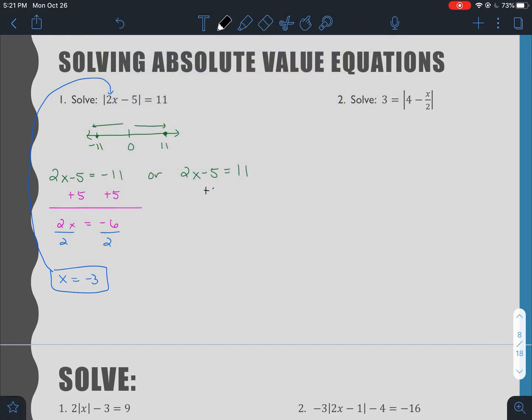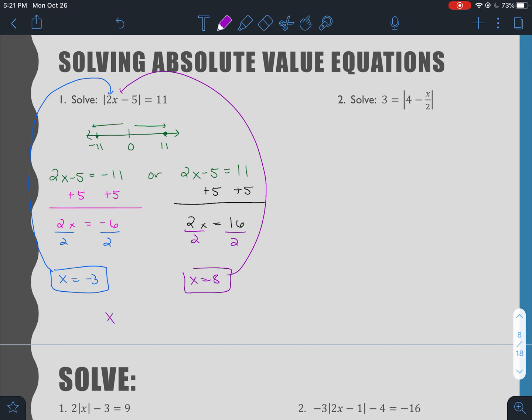2x minus 5 equals positive 11. Add 5, add 5. 2x equals 16. Divide by 2, and x is equal to 8. So if I took 8 and plugged it back in, 2 times 8 is 16. 16 minus 5 is 11, and the absolute value of 11 is 11. So either x is equal to negative 3 or x is equal to 8. And those would be my two solutions for that problem.